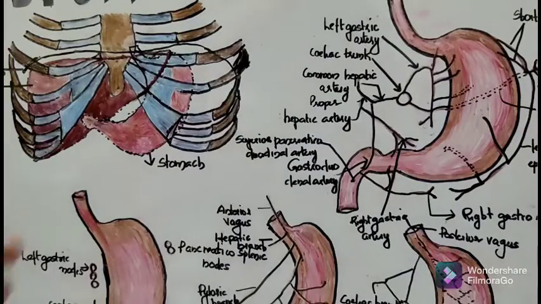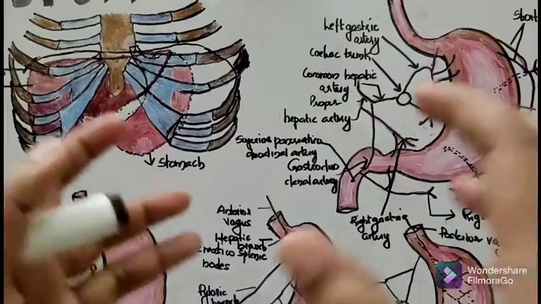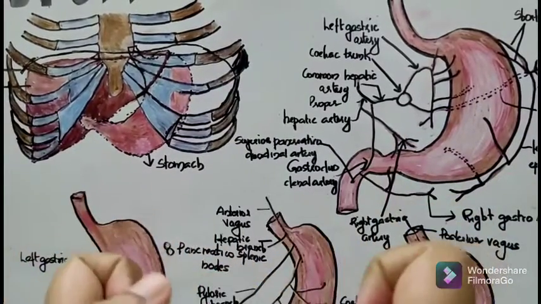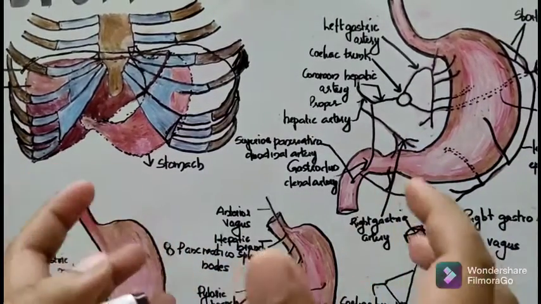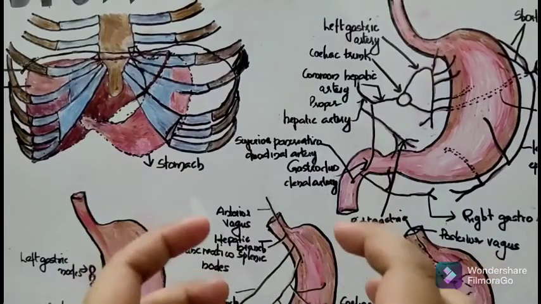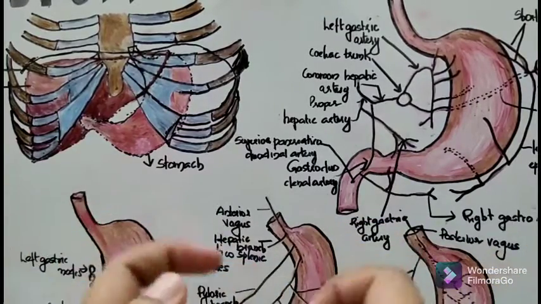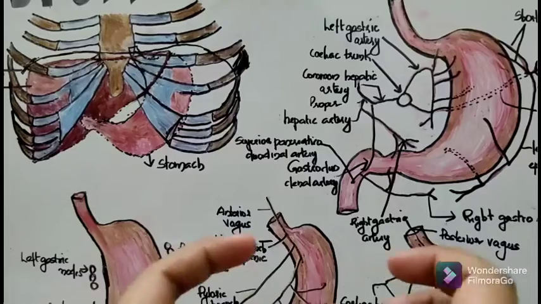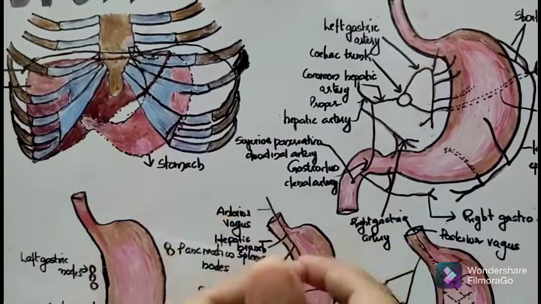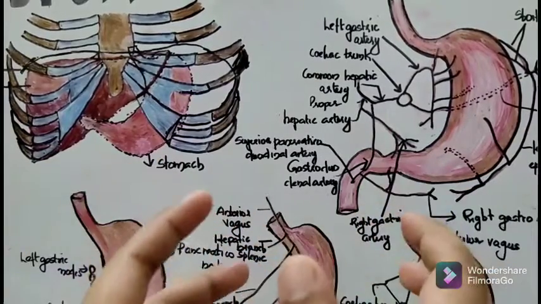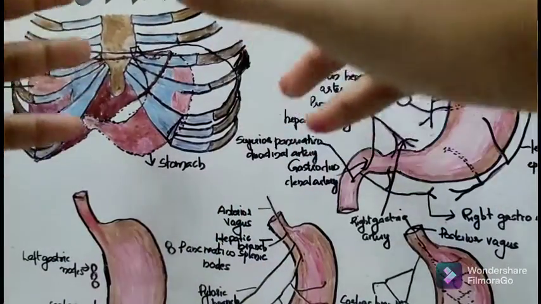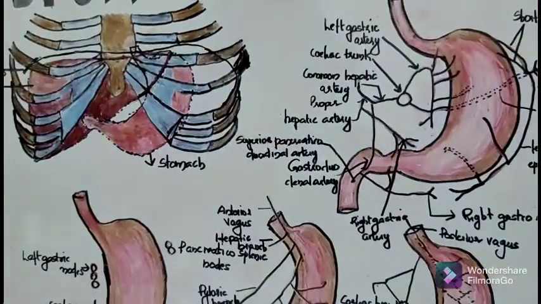So what is the peritoneum? Peritoneum means it is a covering. It is a serous covering which covers the abdominal structures, which are present within the peritoneal cavity. We'll discuss the peritoneal cavity in another class. Today we'll only discuss the peritoneal relation of the stomach.